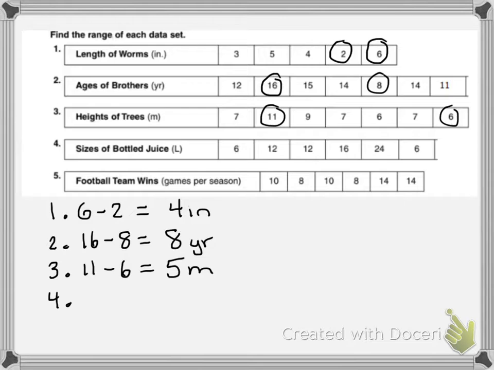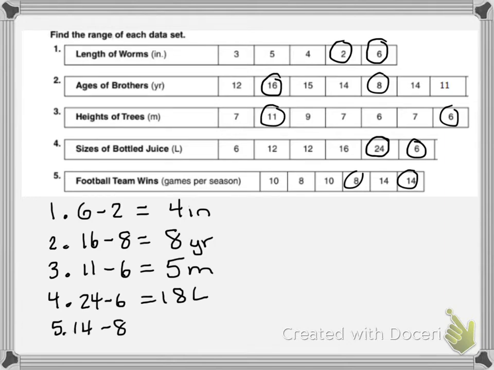For number 4, the size of our bottle juice in liters. The largest bottle is 24 liters. The smallest bottle is 6. So we're going to subtract 24 minus 6 to give us 18. So our range is 18 liters. Then the last one, for the football team wins. The highest value is 14. The lowest value is 8. So we're going to subtract 14 minus 8 to give us 6.